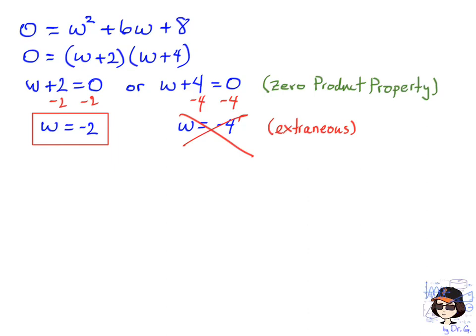And that's it. So remember the steps. And remember how to use the LCD. The LCD is used to cancel out all of the denominators. So you change your rational equation to either a linear or a quadratic. Okay, happy solving.